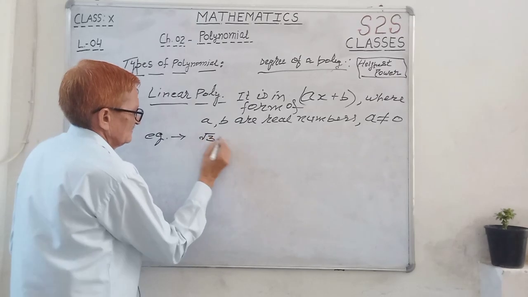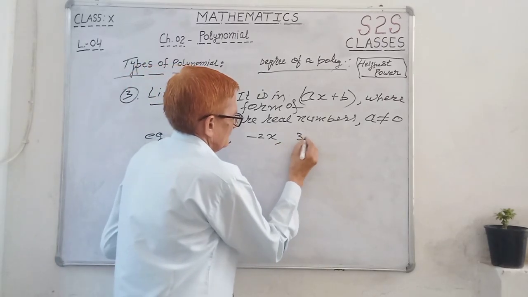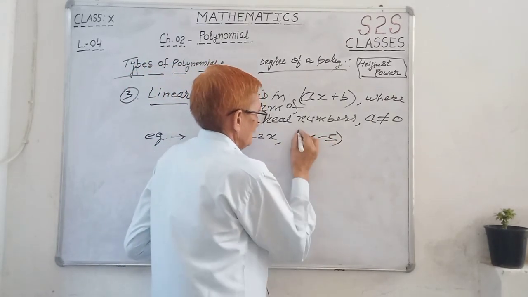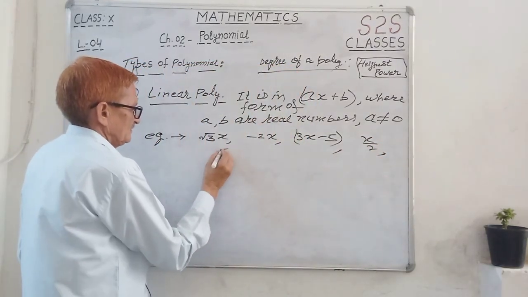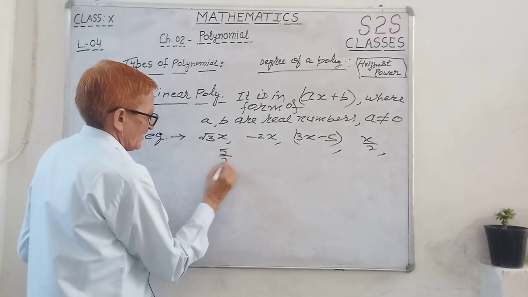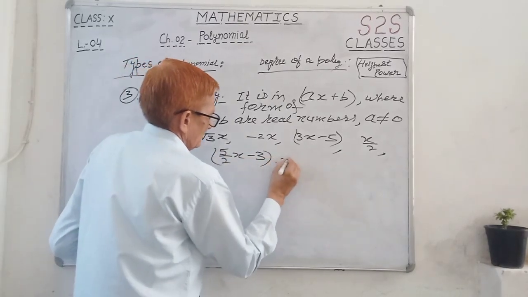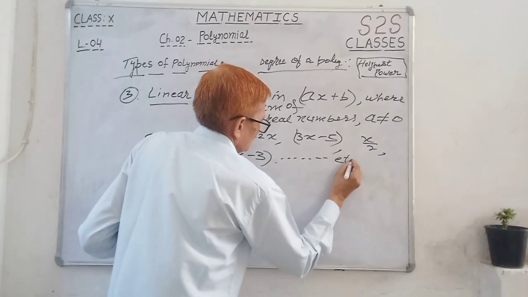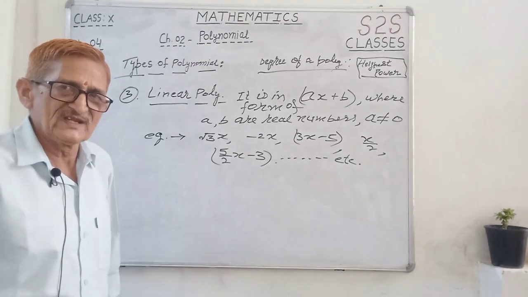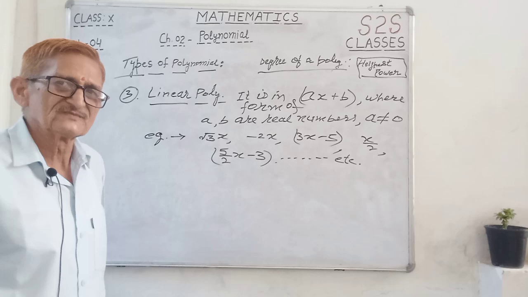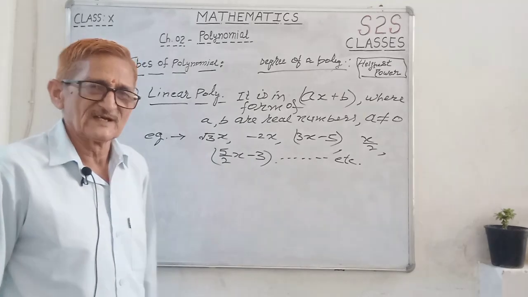Root 3x minus 2x, 3x minus 5, x upon 2, pi upon 2x minus 3, and so on, etc. Here everyone has the x variable with power 1: linear, ax plus b, with x to the power 1.